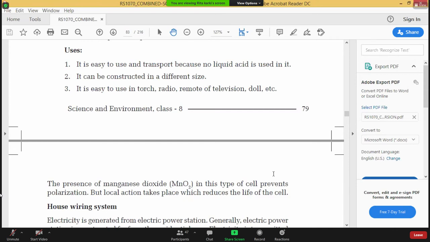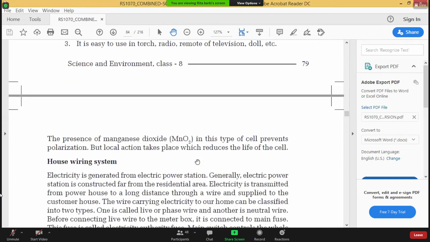The only thing that can take place inside the dry cell is local action, because the dry cell is made up of a larger number of chemical substances, and these chemical substances may give rise to a local current, because of which the life of a dry cell can be reduced. But if it is stored properly, and the chemicals inside the batteries are sealed properly, the chances of local action occurring inside the dry cell will be much lesser in comparison to the simple cell.